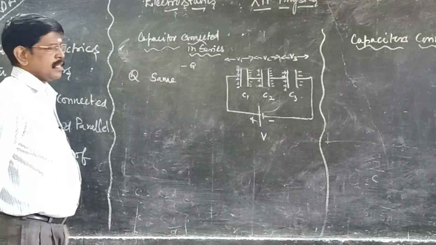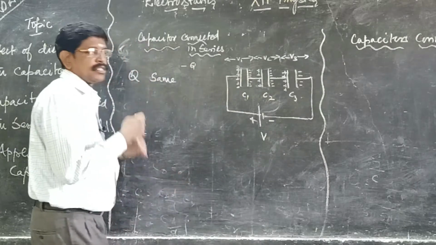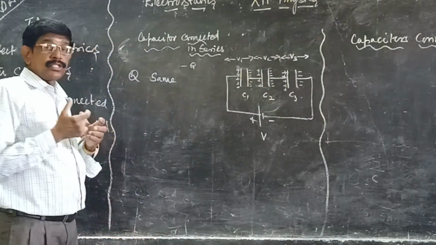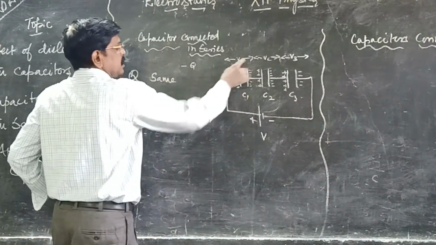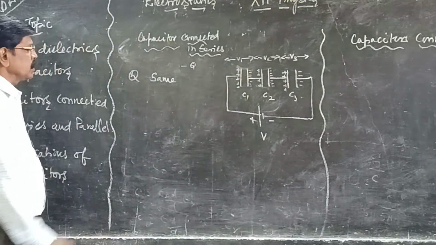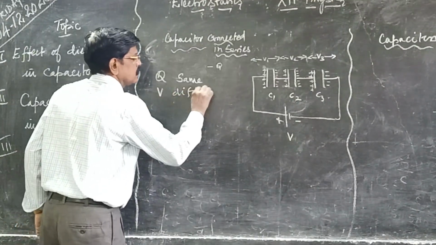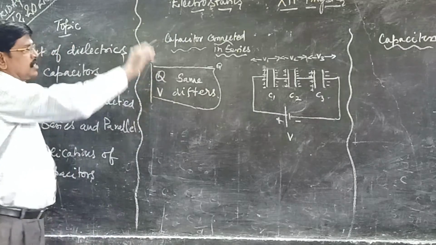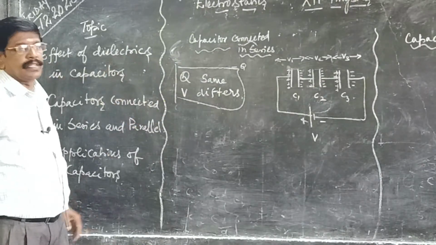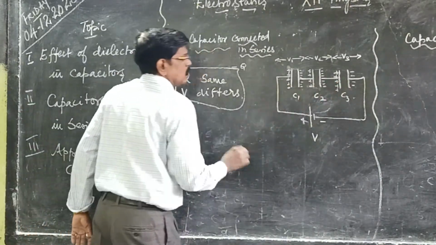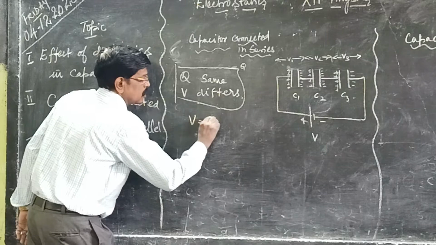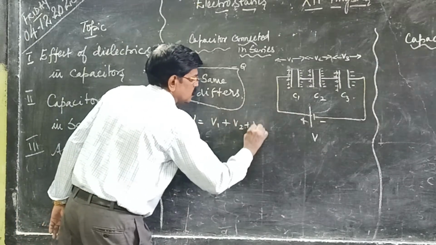Q is the same. Since the value of capacitance is different, immediately we can say the voltage across each capacitor also differs. So let V1 be the voltage across C1, V2 the voltage across C2, and V3 the voltage across C3. In the case of series connection, the charge on each capacitor remains the same, but the potential differs. If you add all the voltages, it equals the total potential of the battery. So the equation is V equal to V1 plus V2 plus V3.